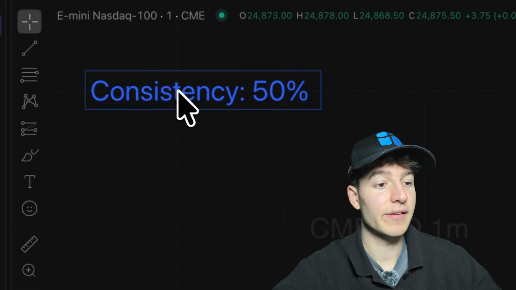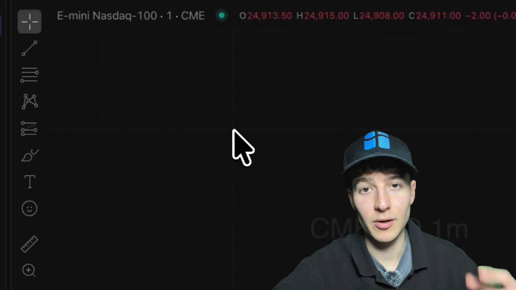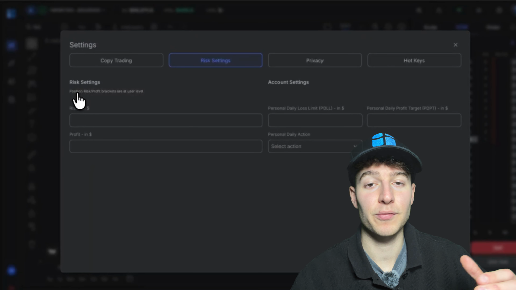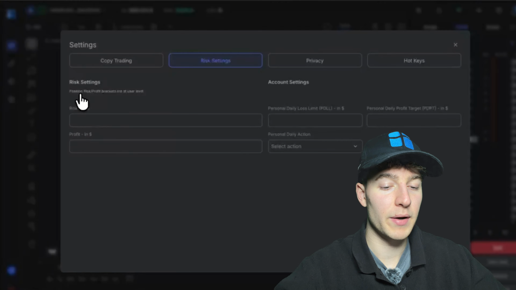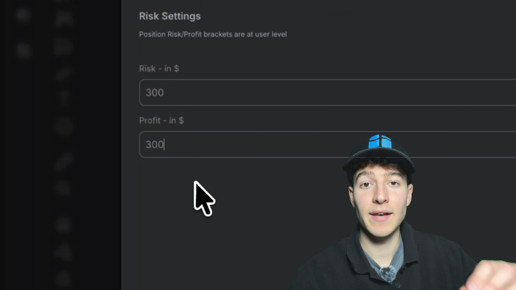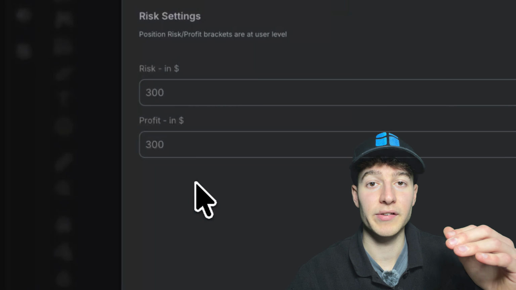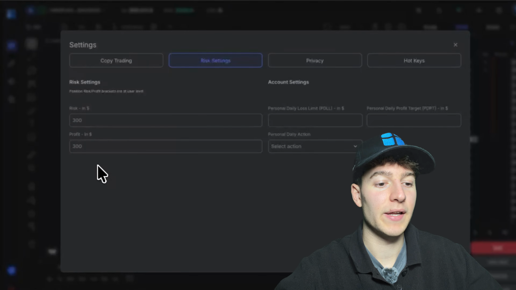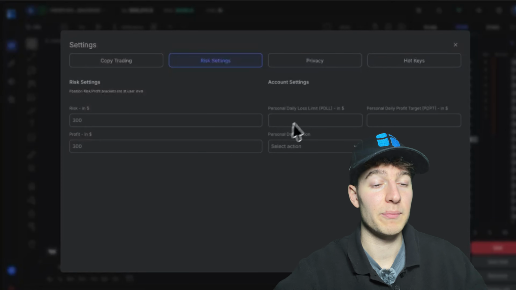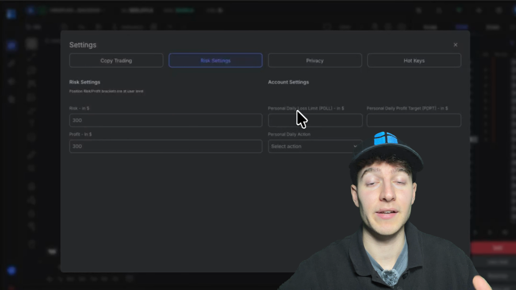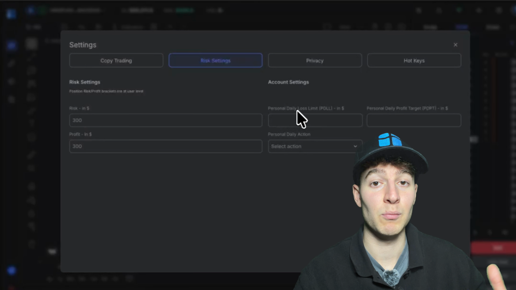Okay, now we're going to get into the risk settings because a lot of people aren't used to these, so I'm going to quickly explain them. So position brackets are essentially a predefined take profit and stop loss. So say for example, if I had $300 in each of these, if I go to take a trade, it means I enter and I already have a $300 take profit and a $300 stop loss. Now, the next thing to be aware of is the personal daily loss limit, and this can also be a bit of a rule within these accounts. So the max loss limit, as previously described, is the maximum amount of money that you're allowed to lose, but this is specifically within one day.